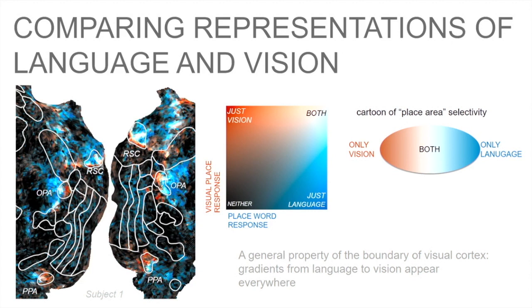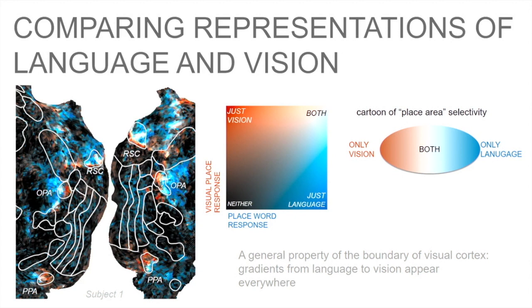And across each of these place areas, we actually see this gradient where the back part of the area is mostly only visually selective. There's mixed selectivity in the middle. And then outside of these areas, we see strong selectivity for place words, so like the language that describes places. And this is really cool. This is really exciting, I think, because it says something about what the boundary of visual cortex is really doing.